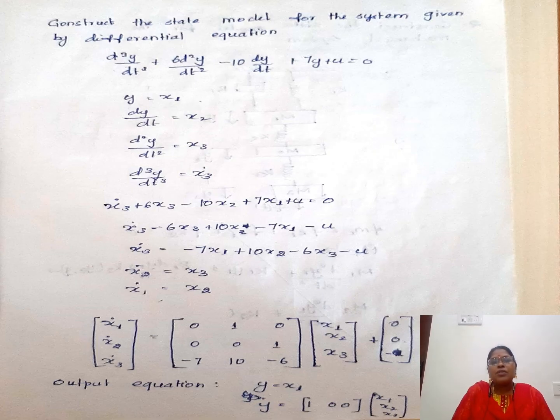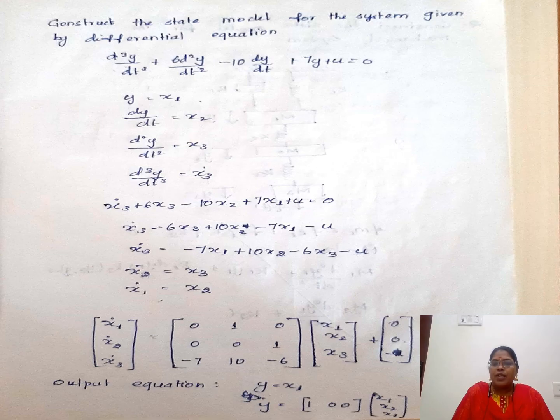How to get x1 dot? If you take one derivative, x1 dot becomes dy by dt, which is equal to x2. So I'm taking x1 dot equal to x2. Similarly, find x2 dot. This becomes one more derivative, d square y by dt square, which is equal to x3. So now you have three state variables and three first order derivatives, which are x1 dot, x2 dot, x3 dot. So that is the equation.